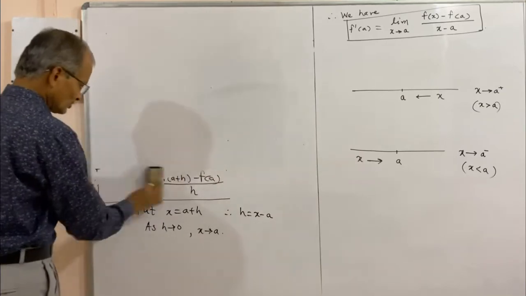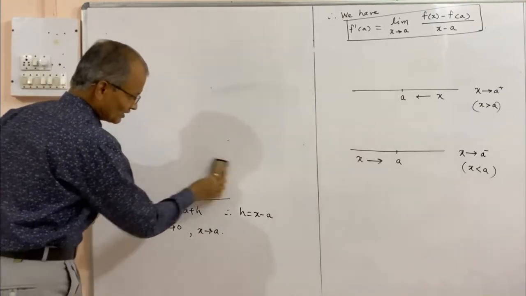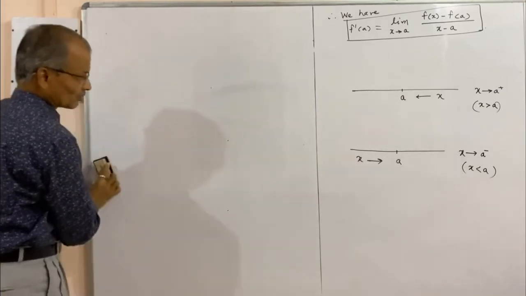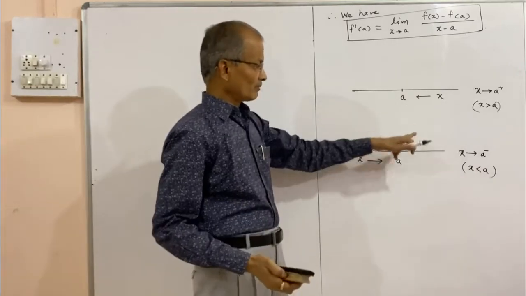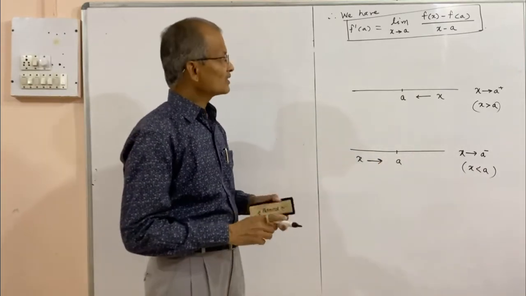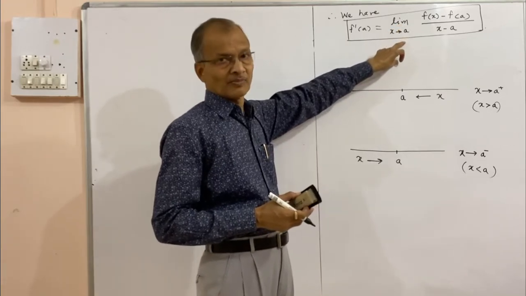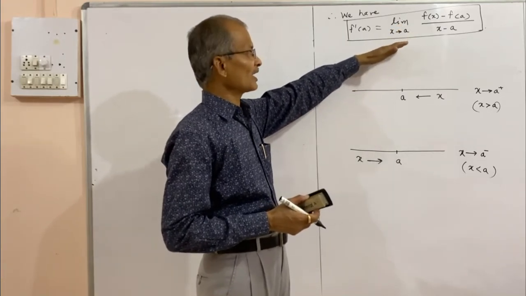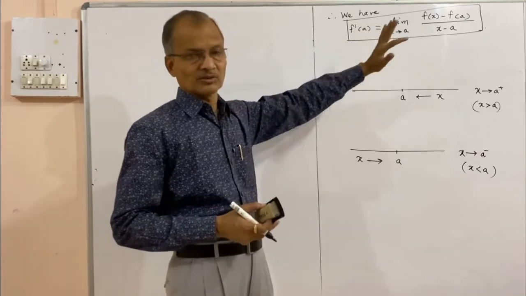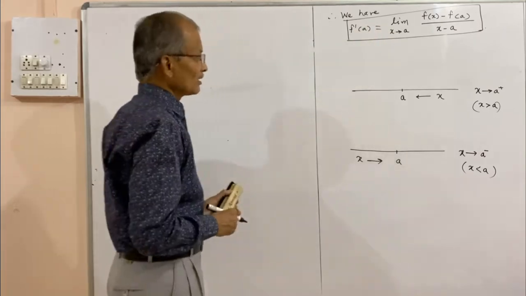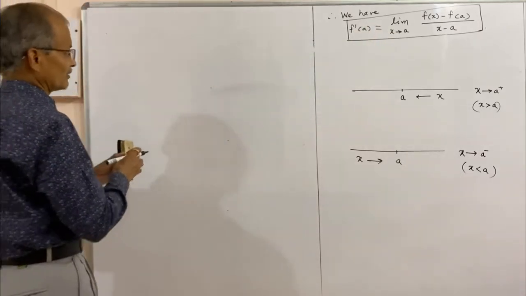Limit h tends to 0. And we have seen there are two-way approaches towards it, from left or from right. And thus there will be two limits, right hand limit and left hand limit. And if these two limits are equal, then the derivative exists, otherwise not. Now we define the right hand derivative and left hand derivative.